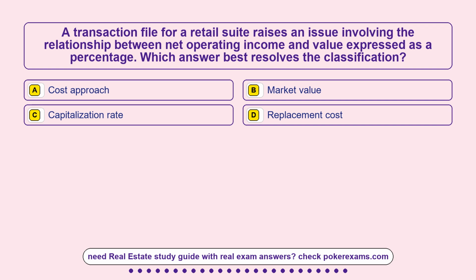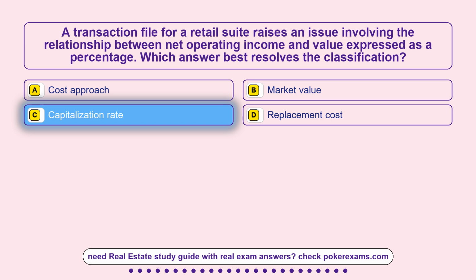Question 4. A transaction file for a retail suite raises an issue involving the relationship between net operating income and value expressed as a percentage. Which answer best resolves the classification? Option A, cost approach. Option B, market value. Option C, capitalization rate. Option D, replacement cost. The correct answer is option C, capitalization rate.